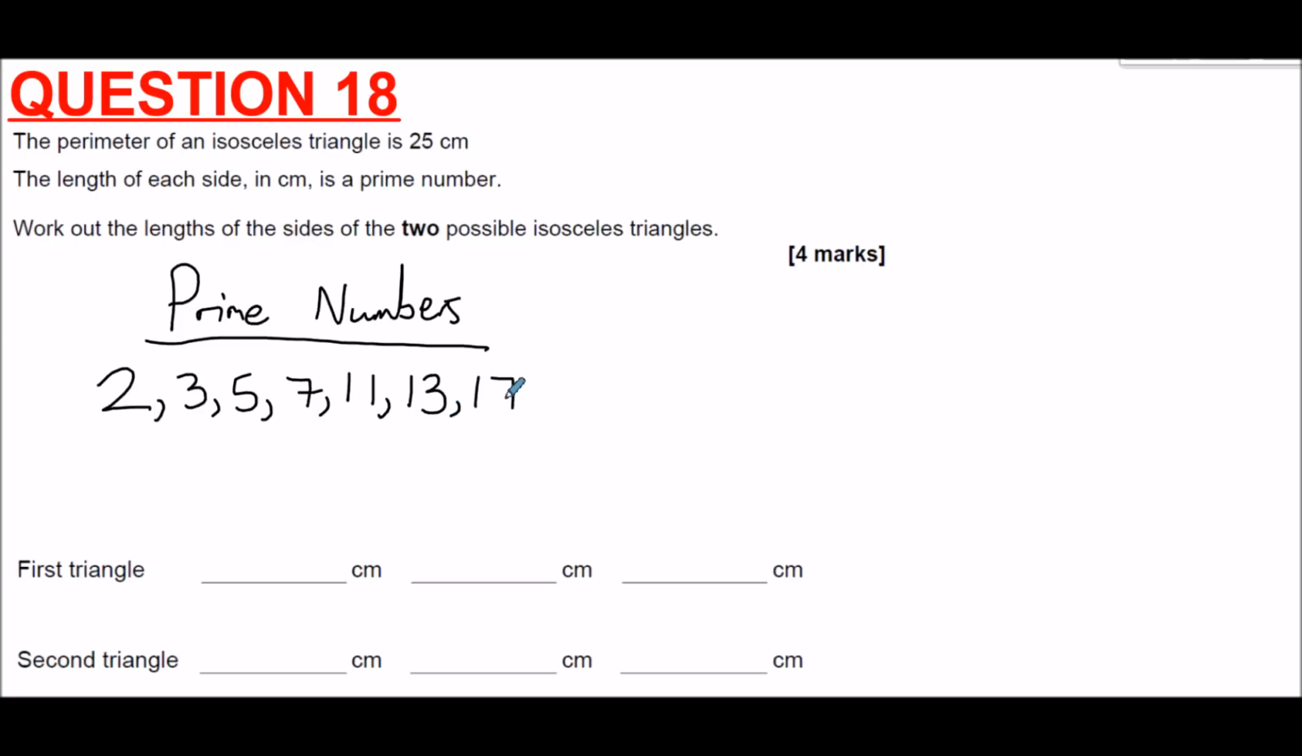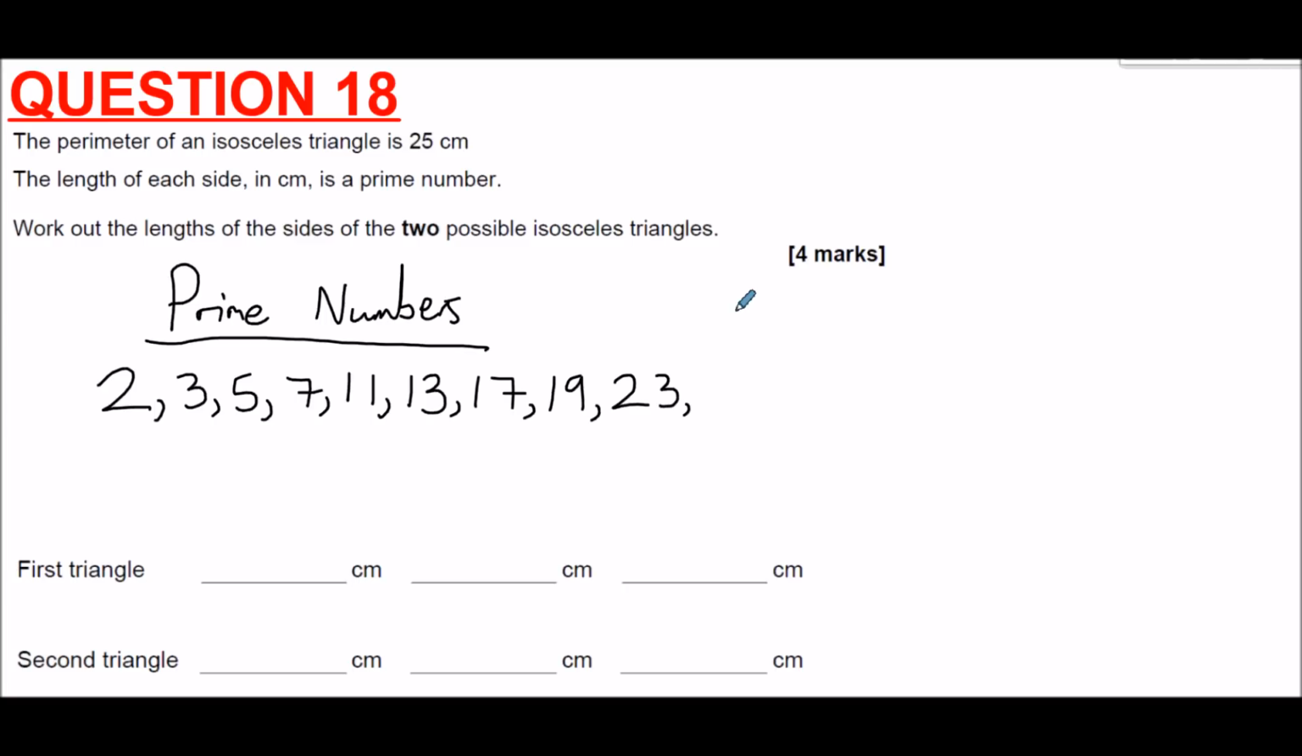17, however, is, as is 19. 21 isn't, because we can divide it by 3 and 7. And then 23. So these are all the primes up to 25. 25 itself wouldn't be a prime because we can divide it by 5.